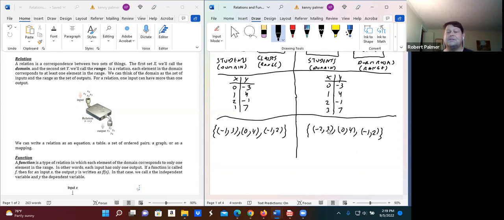Now this is a function because each input goes to only one output at a time. -2 goes to 3, it only goes to 3. 0 goes to 4, it only goes to 4. -1 goes to 2, it only goes to 2. That makes this a function. It's still a relation, but now it's a function where the earlier relation was not.